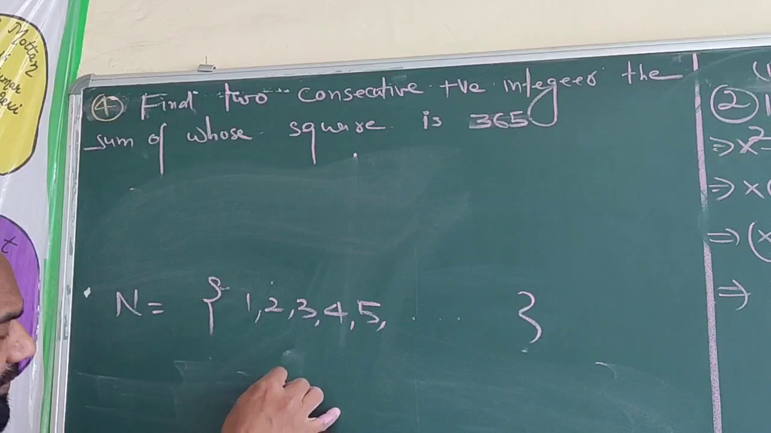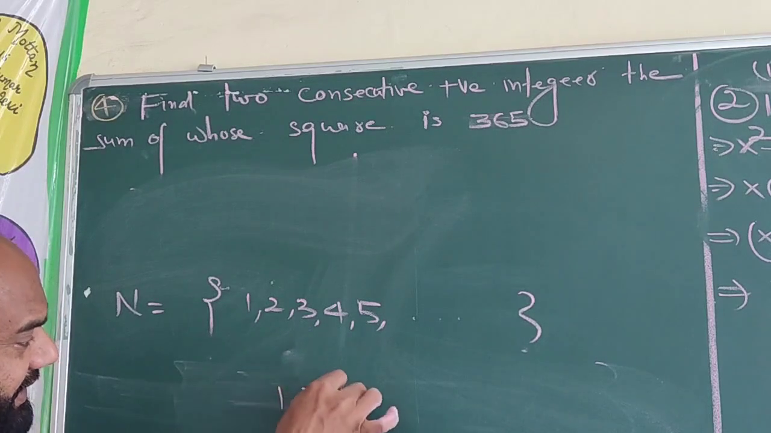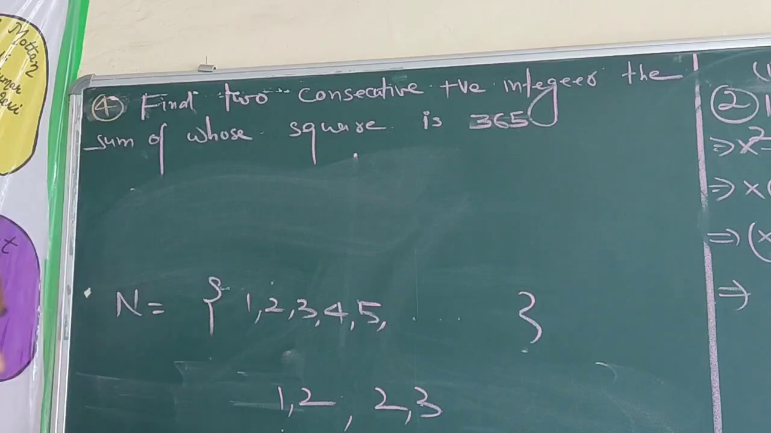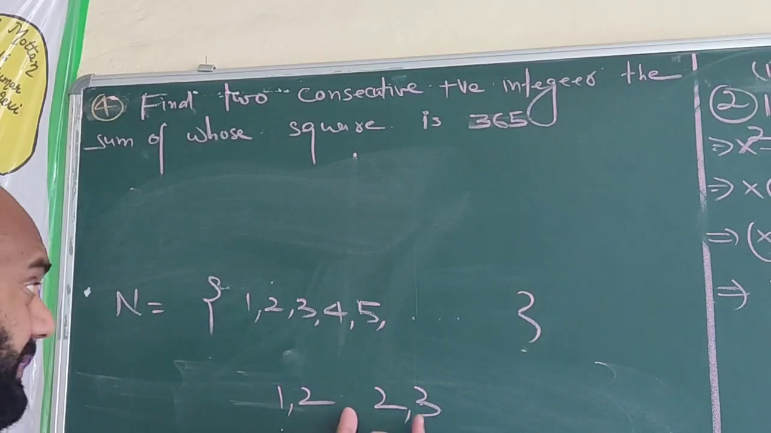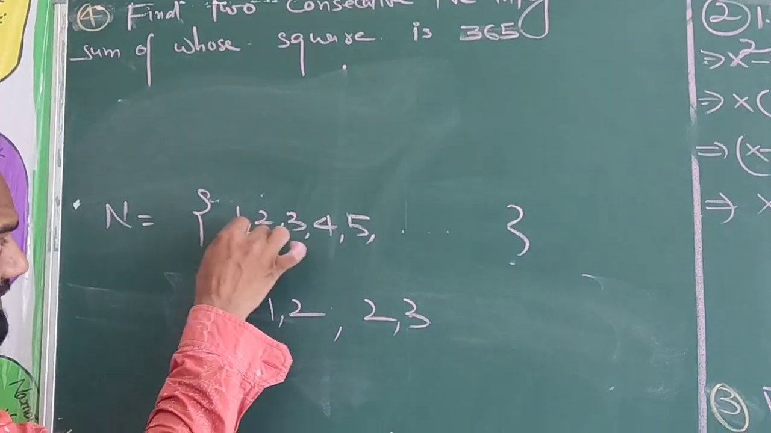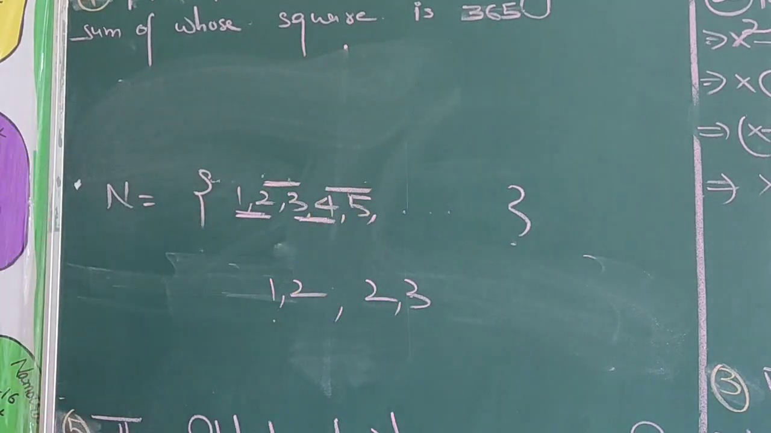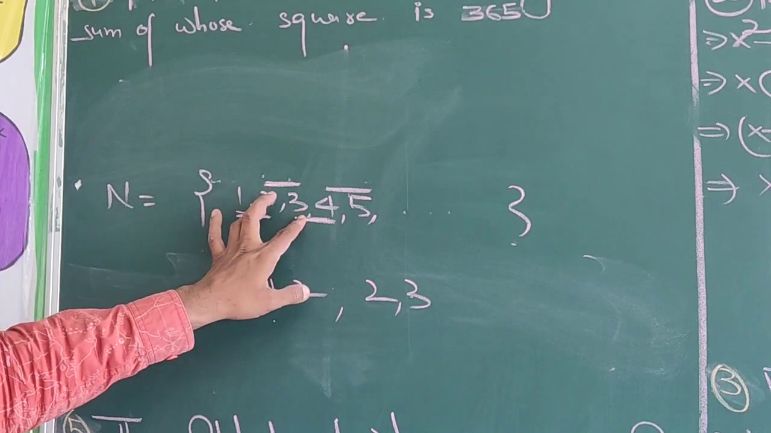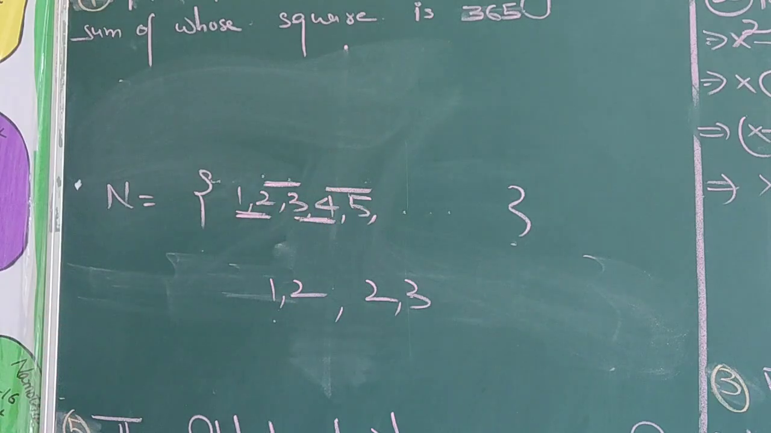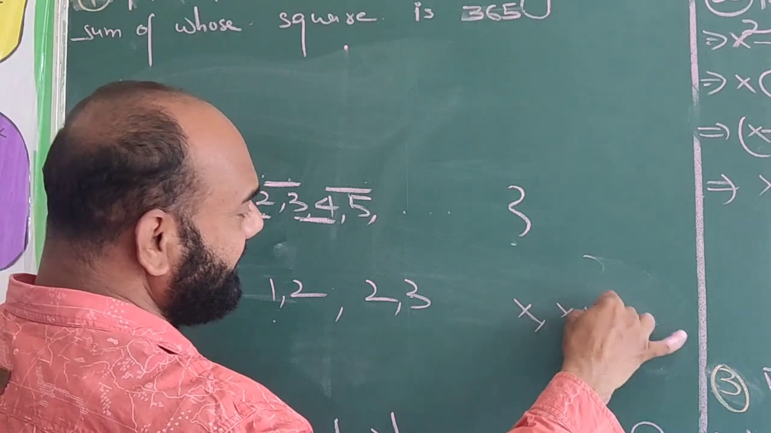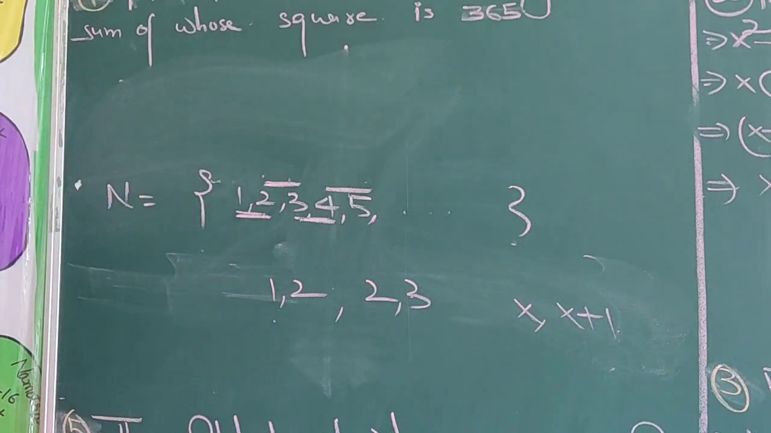And when we take 1, then the second integer is 2. When 2, then the second is 3. These are consecutive. Consecutive means they are side by side, means they are neighbors. As 1 and 2 are neighbors, 2 and 3 are neighbors, 3 and 4 are neighbors, 4 and 5 are neighbors. We see here when the first consecutive integer is x, then the second must be x plus 1.